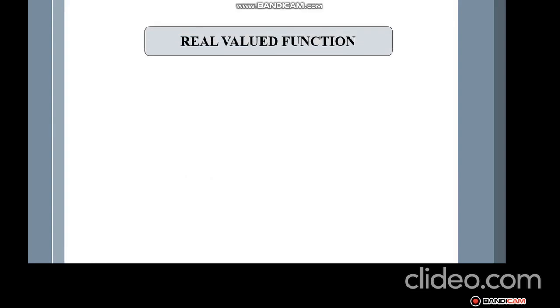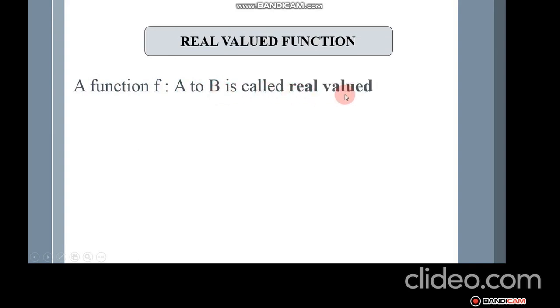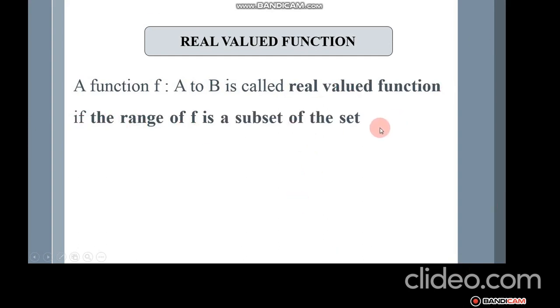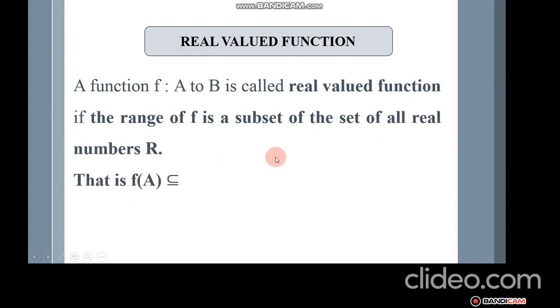Next one is the real valued function. A function f from A to B is called a real valued function if the range of f is a subset of the set of all real numbers. If the range is a subset of real numbers, then it is said to be a real valued function.